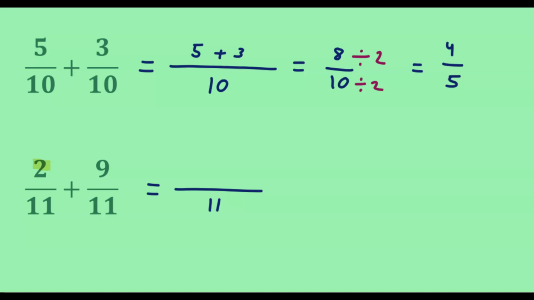Now, what are the numerators of these two fractions? We can see that the numerator of the first fraction is 2, and the numerator of the second fraction can be seen to be 9. So we just need to add these two numbers. So we have 2 plus 9. Now 2 plus 9 is 11, and we divide that by 11. Now 11 over 11 is equal to 1. So this will be our final answer. That is, 2 over 11 plus 9 over 11 is equal to 1.